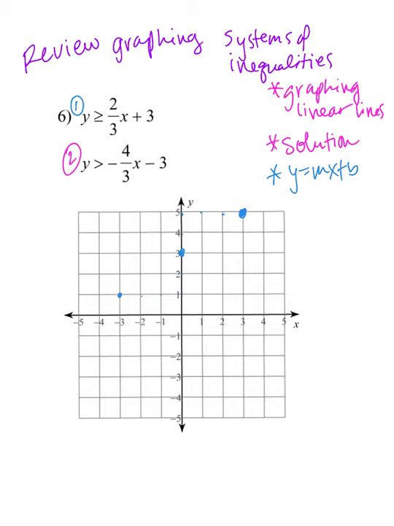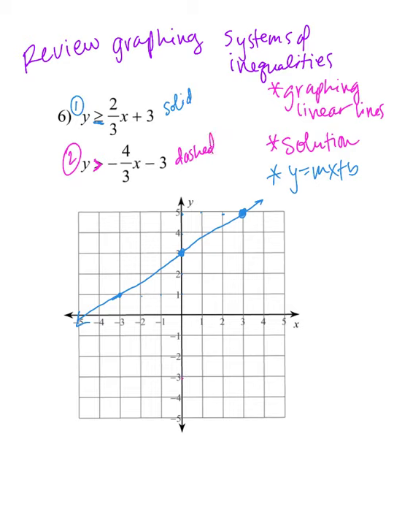This is a solid line because it has the equal bar underneath the inequality symbol. So that means this one, because it doesn't have the equal bar underneath, is dashed. Okay, cool. So let's graph this.